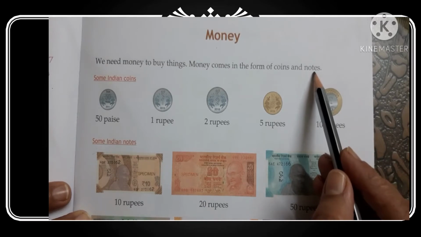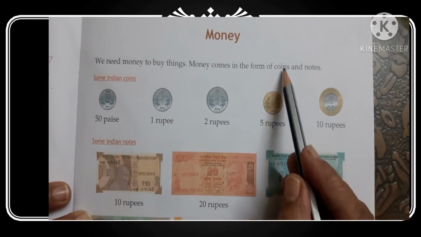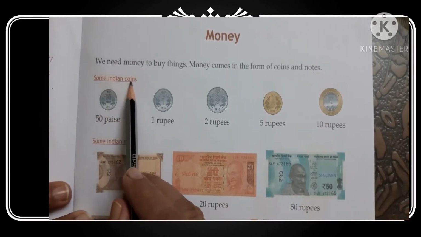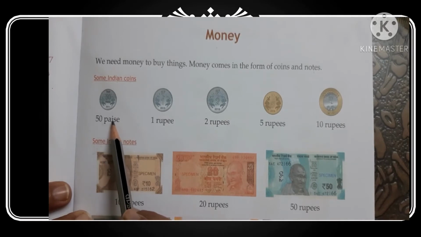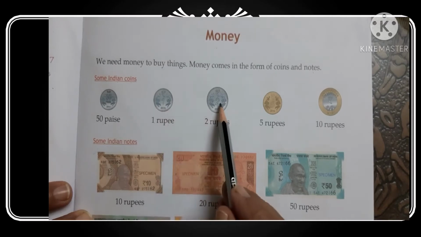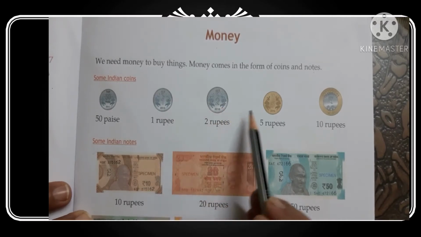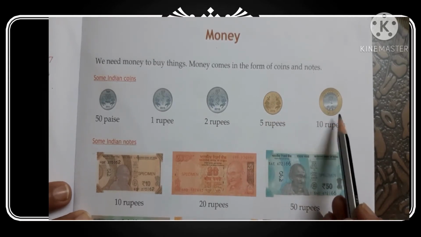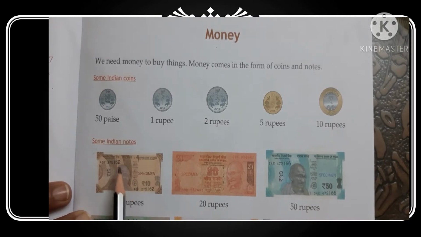Notes are paper money. Coins are metal money and notes are paper money. Some Indian coins: 50 paise coin, 1 rupee coin, 2 rupees coin, 5 rupees coin, 10 rupees coin. Some Indian notes: 10 rupees note, 20 rupees note, 50 rupees note.